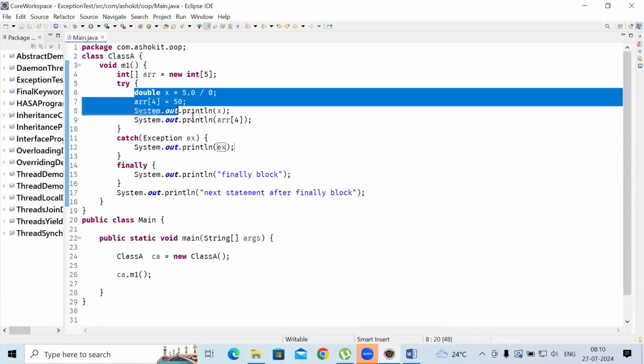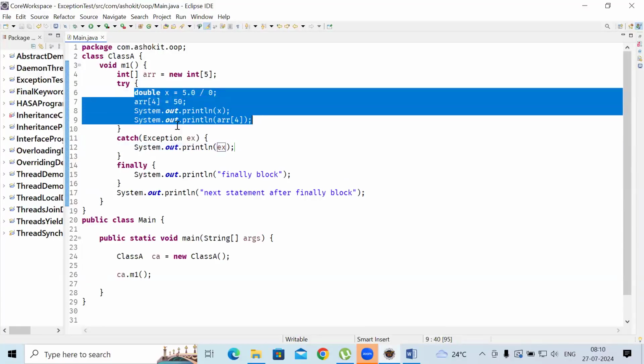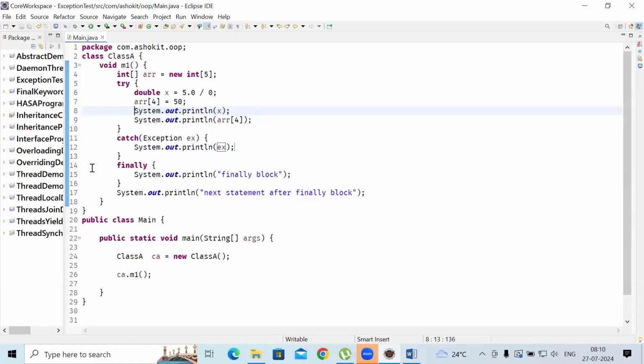Tell me, if no exception occurs in this try block, control directly jumps to the finally block, but it doesn't jump to the catch block. Only if an exception occurs in the try block does the control jump to the catch block. Otherwise, it will not jump to the catch block. Am I clear?